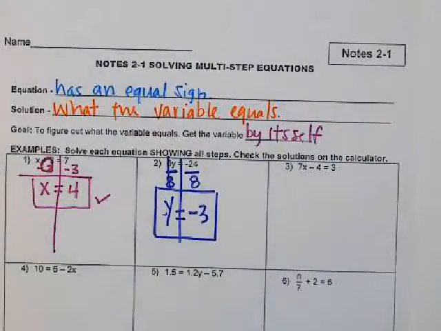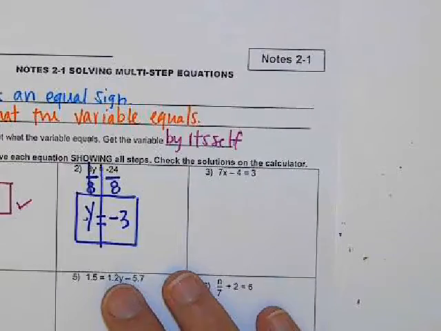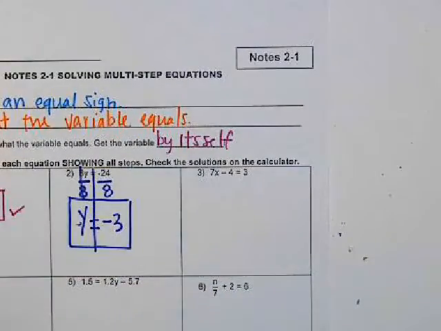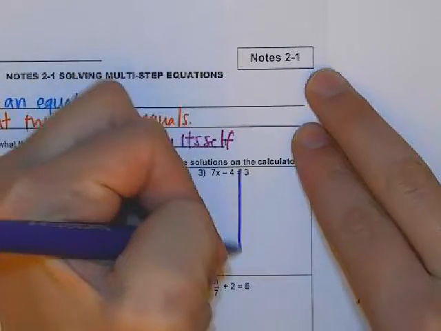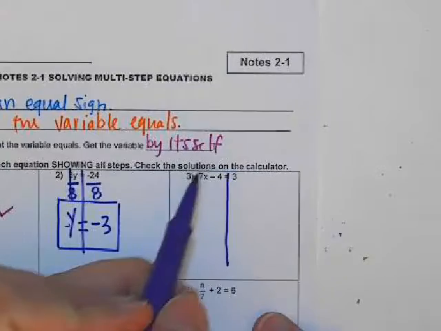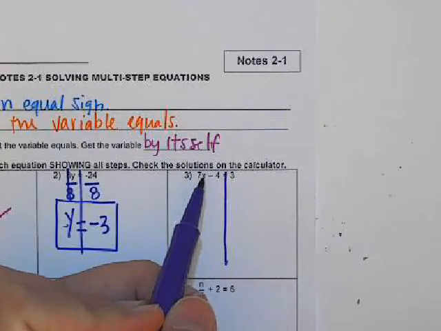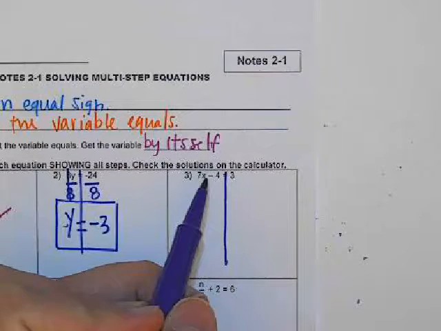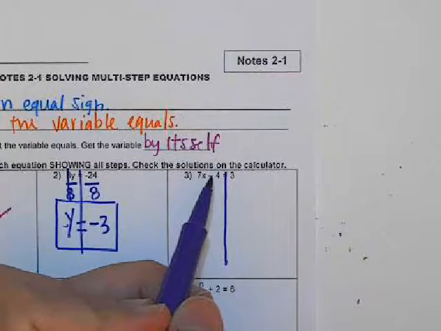Questions? Okay, look at number 3. We're solving, so I need to draw my line. Alright, find your variable. Here's my variable right here, x. We start with what is being added or subtracted to the x. What's being added or subtracted? -4. See the x? -4. So that's what I'm going to start with right here, this -4.